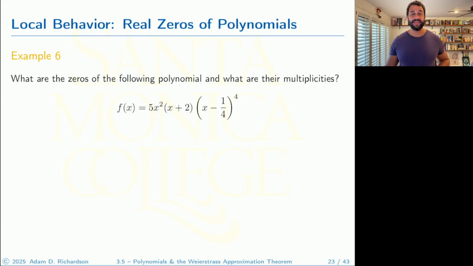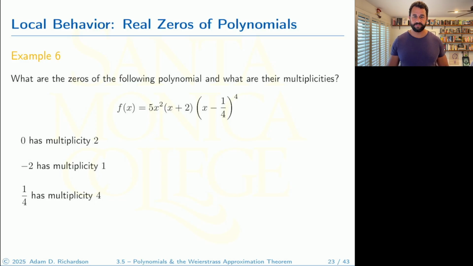All right. So the good thing is we have the factored form. So right away we can see that 0 is a zero, -2 is a zero, and 1/4 is a zero. We can see that immediately. The multiplicity of the zero 0 is 2. The multiplicity of -2 is 1. And the multiplicity of 1/4 is 4, just like that. And then here it is just typed out. So that's what we mean by multiplicity.